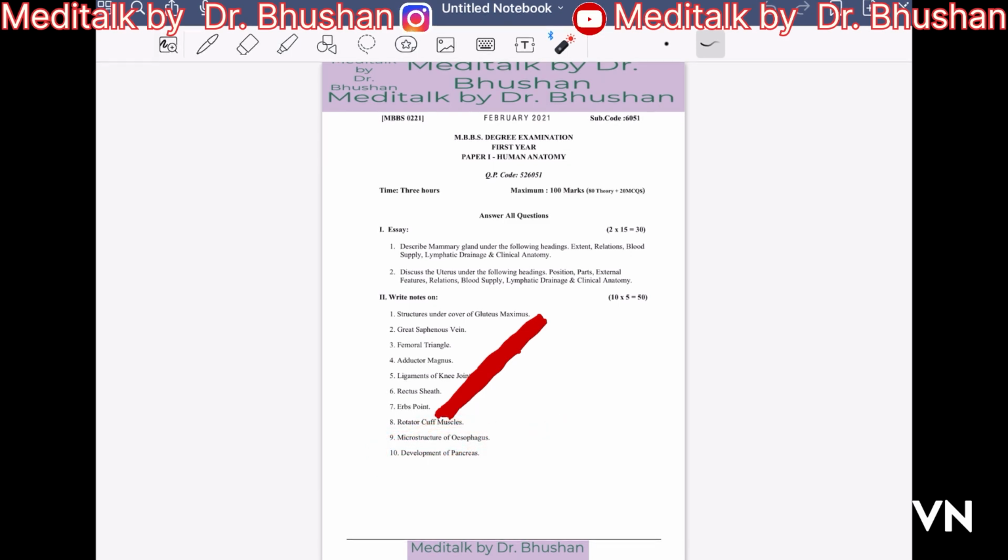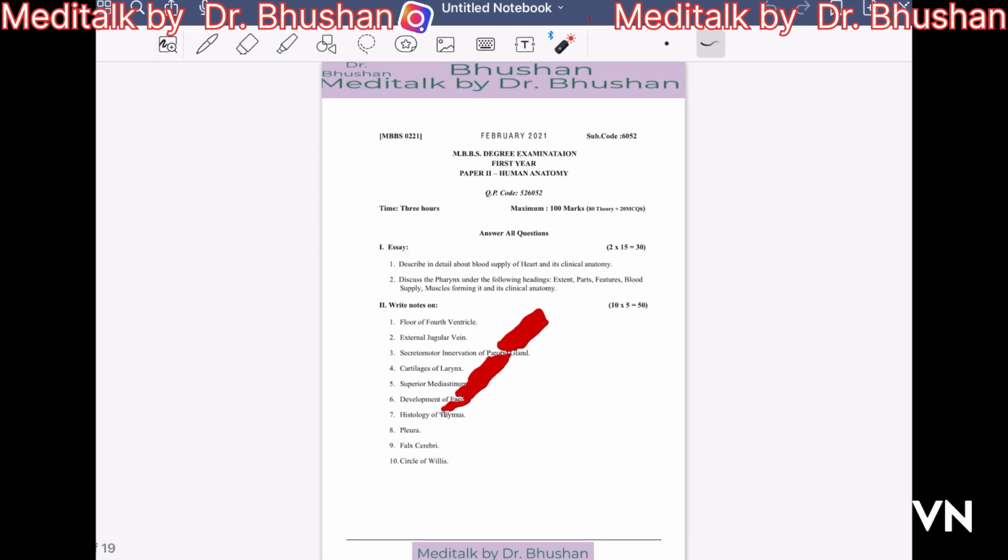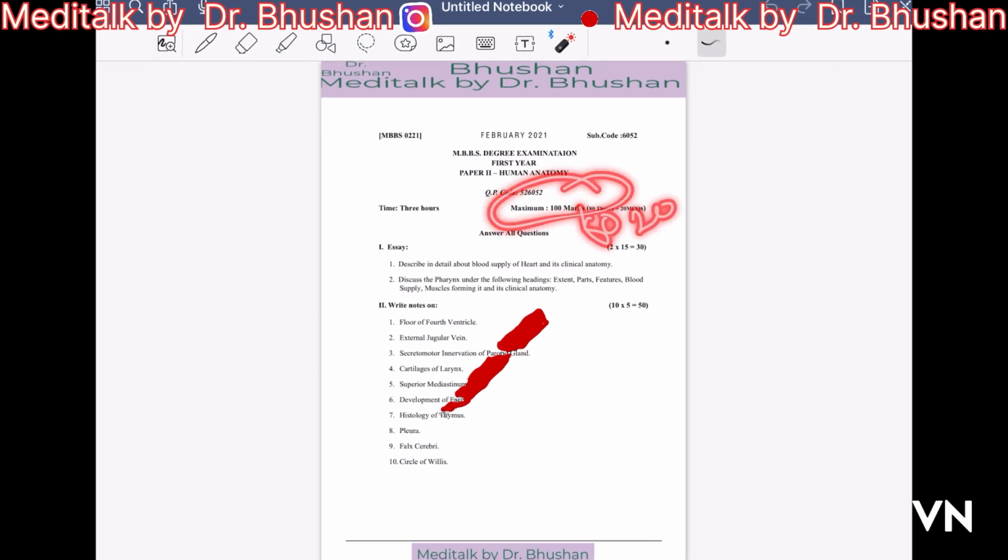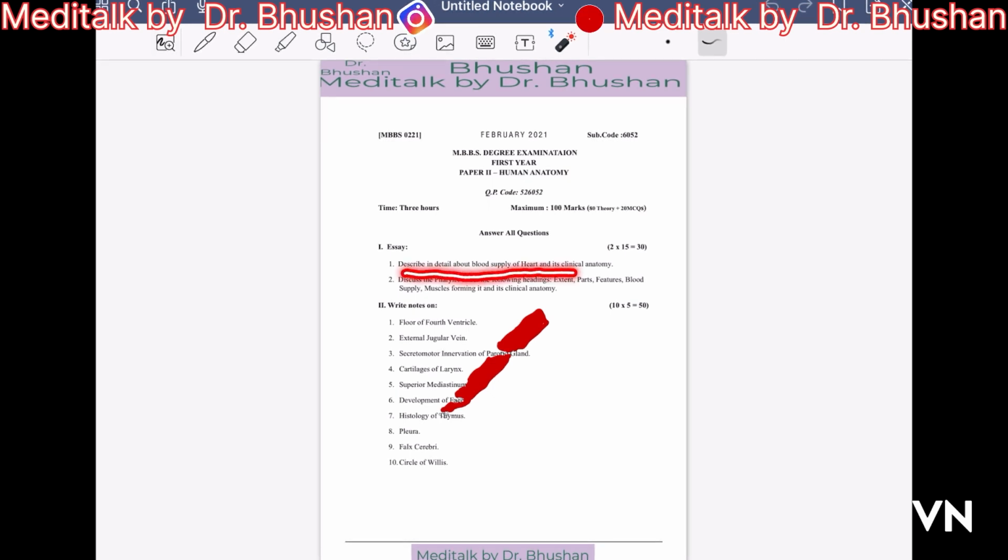This is the first paper. Second paper, 100 marks for 80 theory, 20 MCQ. There are also two questions for 15 marks each. Describe in detail the blood supply of heart and its clinical anatomy.